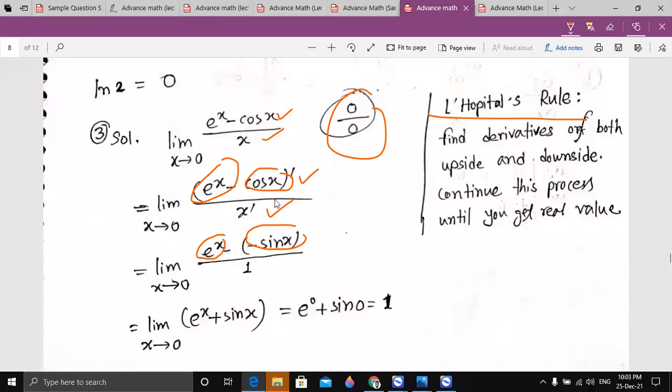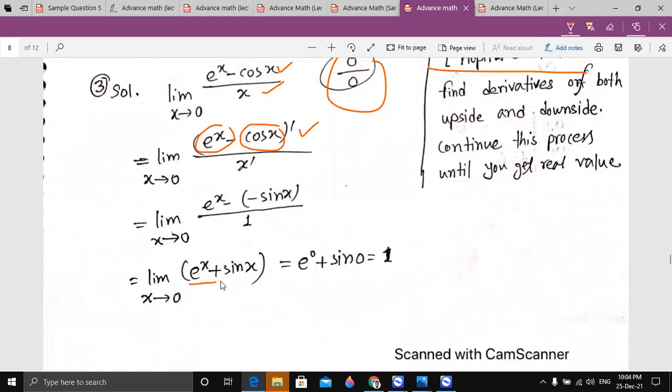Yeah, so the derivative of this numerator, e to the power x, is e to the power x. And the derivative of cos x is minus sin x. So ultimately the answer is e to the power x plus sin x.